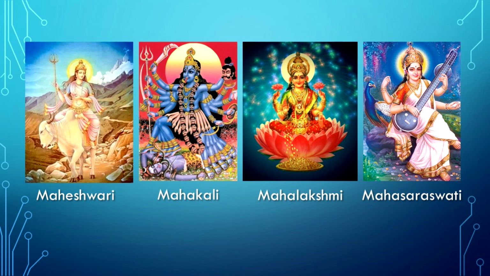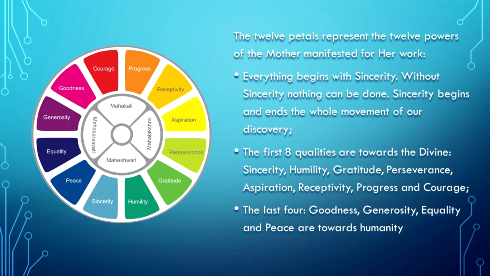I just wanted you to see that it's not only these kind of new goddesses, these are the ancient goddesses of India who are mentioned in the symbol of the mother, who represent these four petals. So the 12 petals represent the 12 powers. Now we are coming to the 12 powers of the mother manifested for her work. So they are needed for her work in this manifestation.